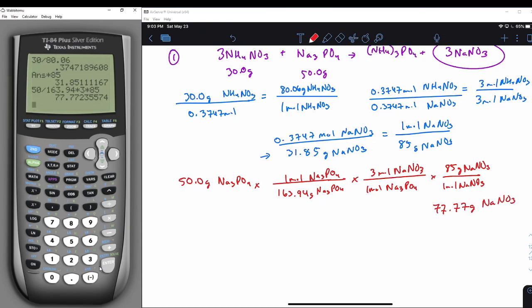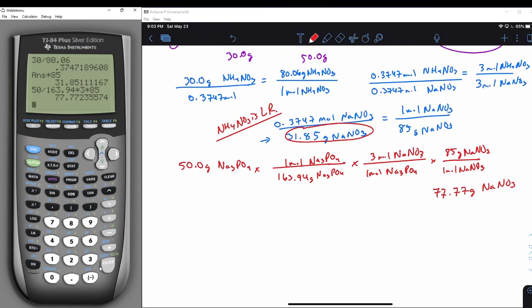So because the 30 grams of NH4NO3 makes less NaNO3, that is your answer, and NH4NO3 is the limiting reactant because it makes less product. So you're going to make 31.85 grams of NaNO3, and then you're going to stop because there won't be any more NH4NO3 available to react. And so that's the really key thing here.